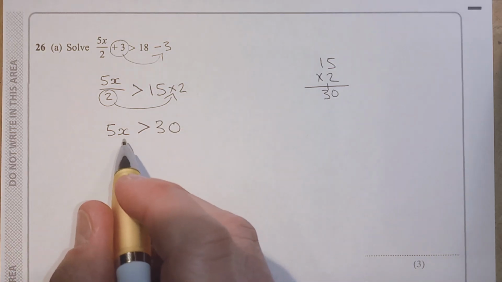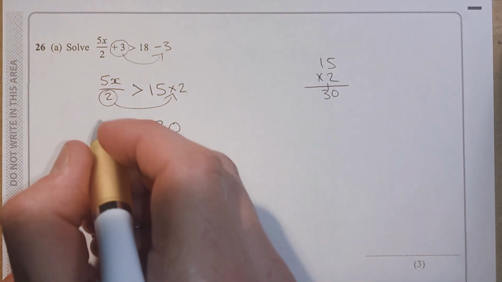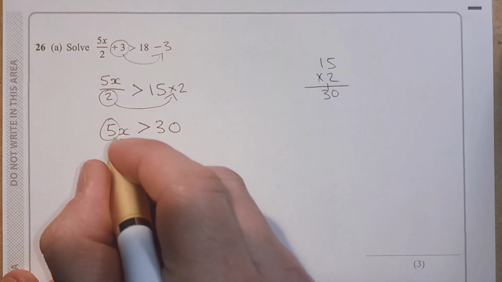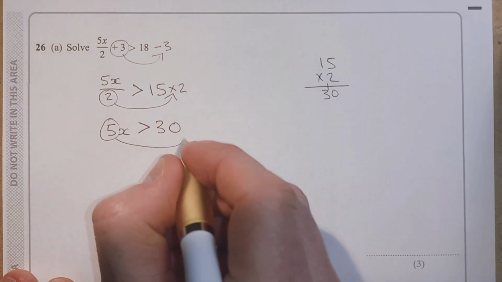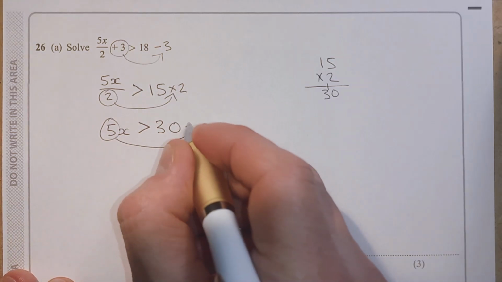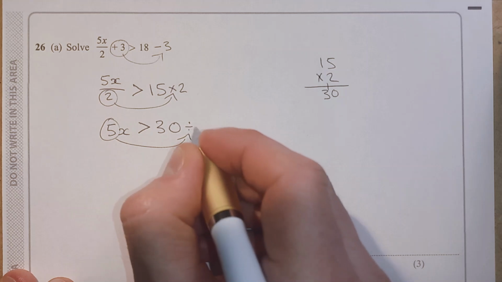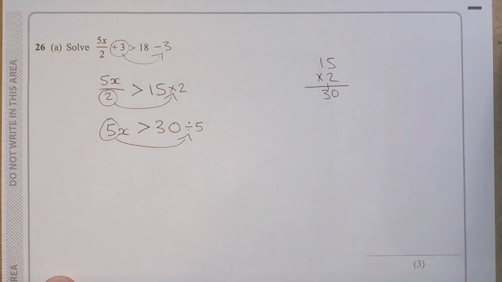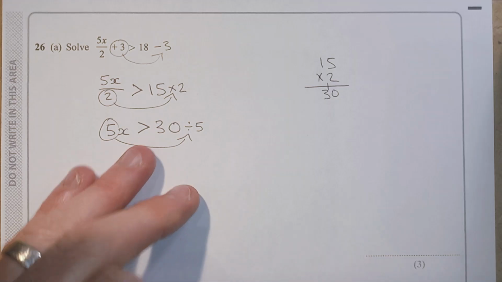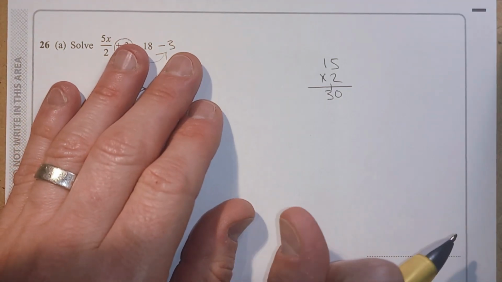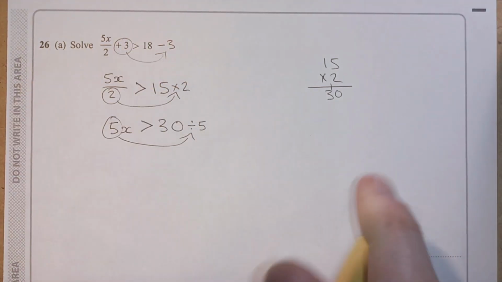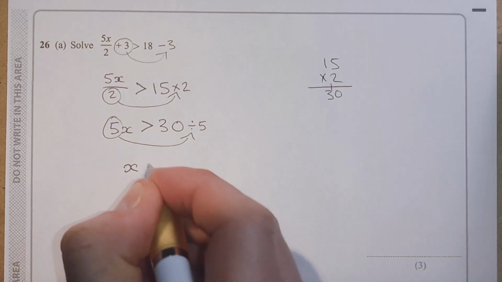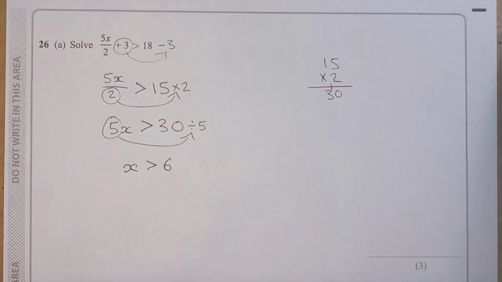We want to be left with just x on the left. So we want to move the 5 across. It's times at the moment. So move it across. The opposite operation to times is divide. So we want 30 divided by 5. 5, 10, 15, 20, 25, 30. That's 6 times. So we're going to have x is greater than 6.